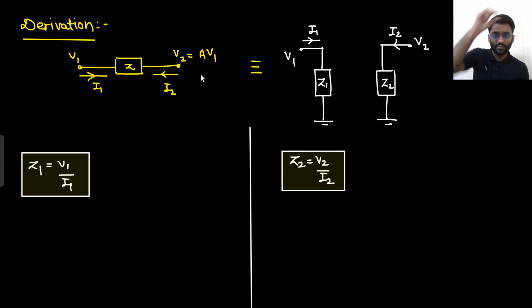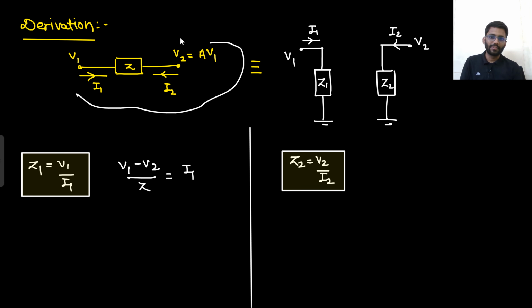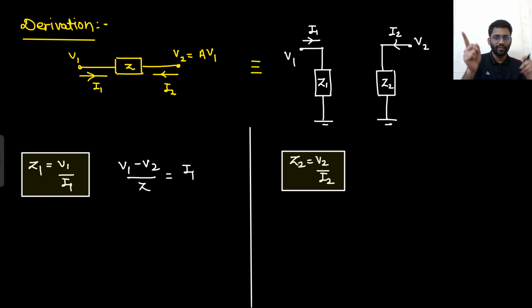Right? So V1 minus V2 by Z is equal to I1. Are you agreeing to this point? See this circuit. V1 minus V2 by Z is equal to I1. Say yes or no. And what is V2? V2 is A V1.